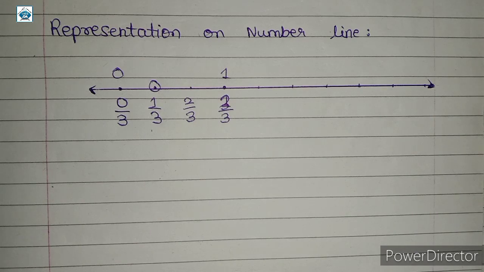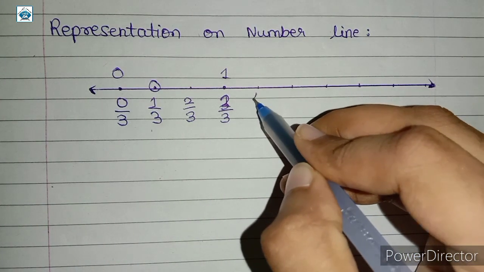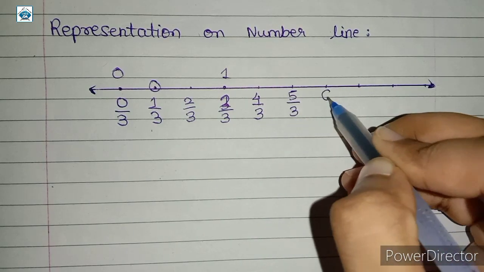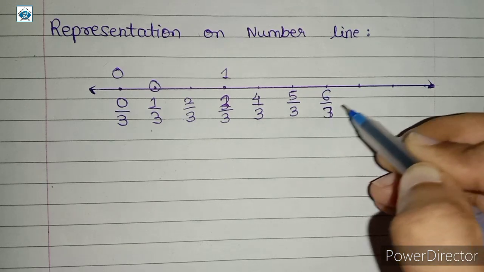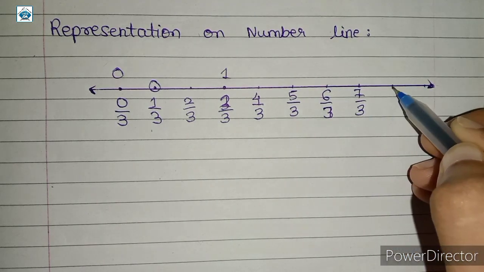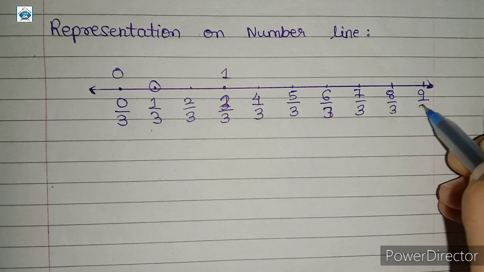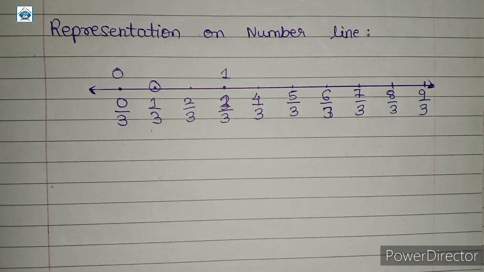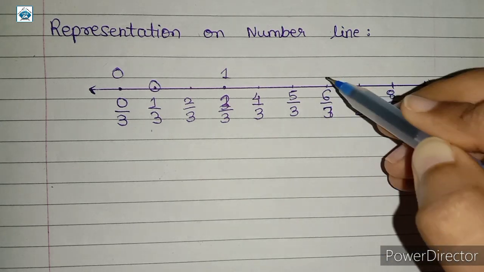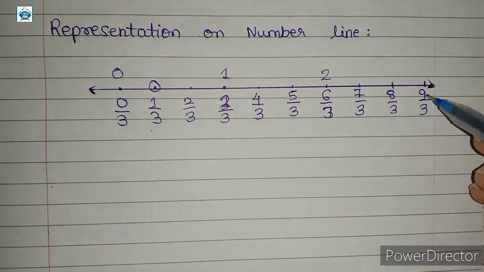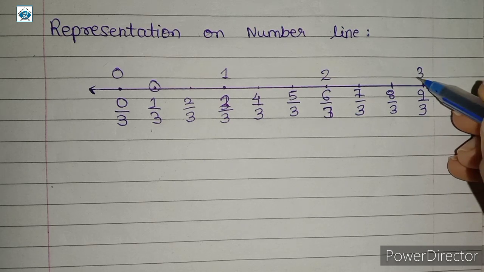Next, what if we continue this? That is, after 3 by 3, we will have 4 by 3. Then we have 5 by 3, 6 by 3. Then we have 7 by 3. Here this point is 8 by 3, and over here this point is 9 by 3. In this way we can write as many rational numbers as we want with denominator 3. So here you can see this 6 divided by 3, it is also equal to 2. So this point is equal to 2. In the similar manner, when we divide 9 with 3, we have the number 3.